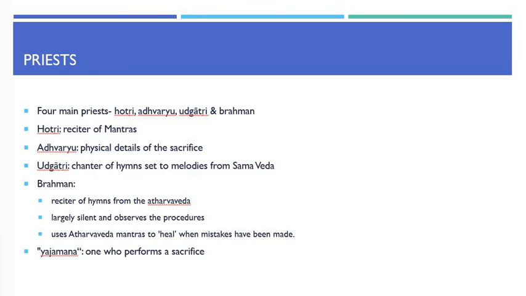He is largely silent and observes the procedures. He uses Atharva Veda mantras to heal when mistakes have been made during the performance of the ceremonies. And the Yajamana is one who performs a sacrifice or in whose name the sacrificial ceremonies are carried out. He basically funds the sacrifice.